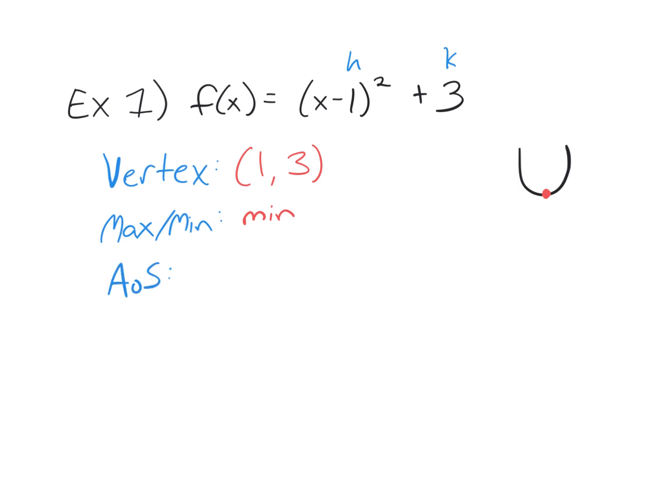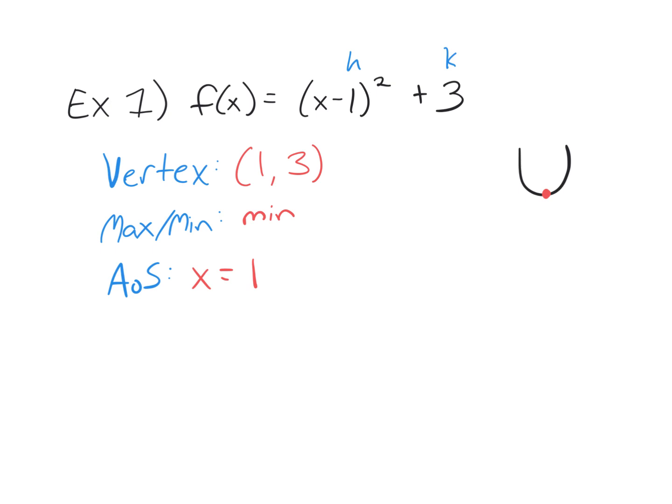AOS. How am I always going to write axis of symmetry? Big A, little o, big S. Right. I mean the answer. X equals, and then whatever my x value is, which is 1. Is it H? Yep, but I want the value.